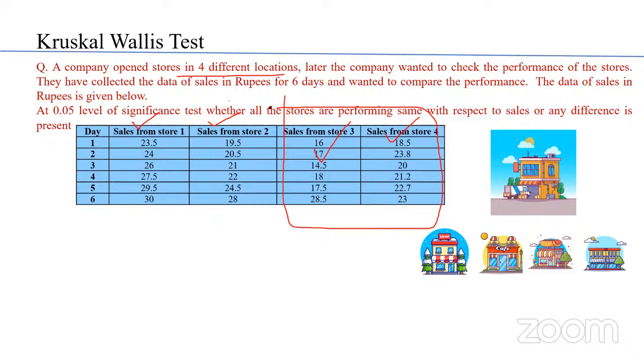Assume that you're trying to find out any change in the stores. This is sales in store one before training, and this is sales in store one after training. So assume that you're trying to compare the same group before and after some treatment. Then which test should be used? The Wilcoxon signed rank test we will use then.